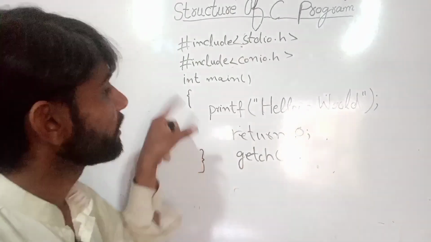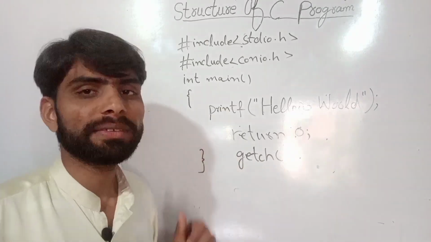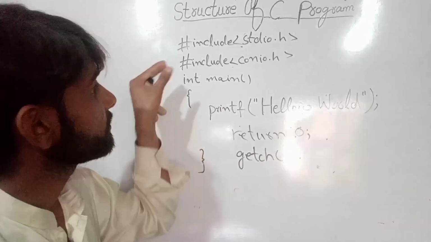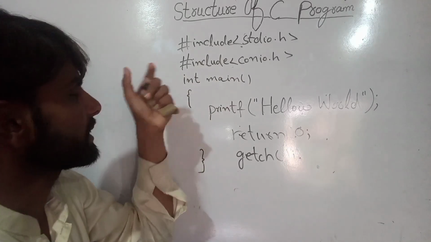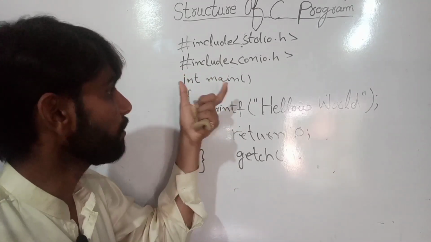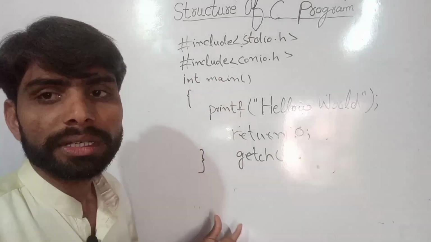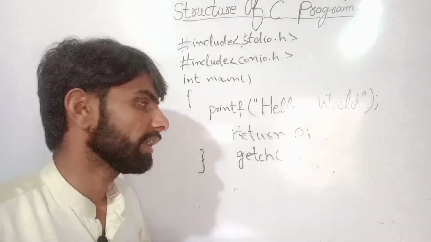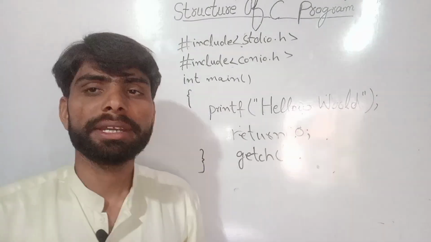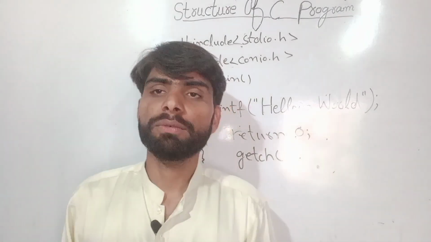So this is a simple C program, but many sections are missing, right? The documentation section is missing. The definition section is missing. The global declaration section is missing, and the subprogram section is missing, right? So these are optional. We can write these sections in our program when we need them, right?